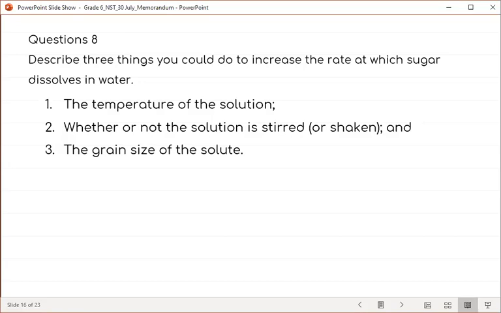And then thirdly, if you mentioned that you should use a small grain size of the sugar, then you would also get your mark. Okay, so these 3 things are what we learned when we're looking at the rate of dissolving. Right, beautiful. Okay, Trish, I hope from today on you will not forget it. It will stay in your head. Even when they ask you about this at 12 midnight, you'll be able to answer.